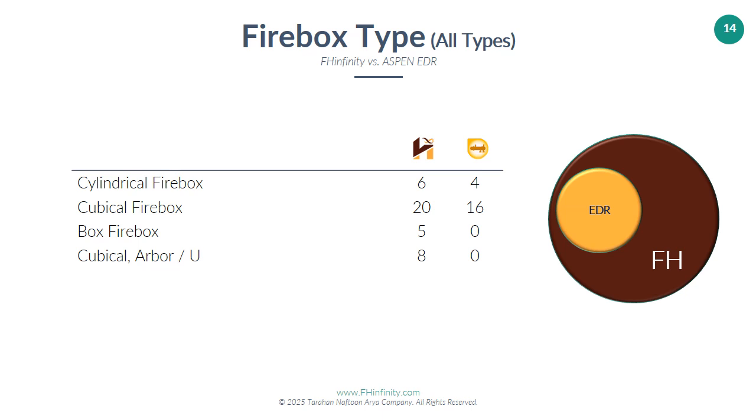Now, please pay attention to the concentric circles you see here, and in the following slides. They represent the actual coverage ratio of computational features. The brown circle represents FHinfinity, and the yellow circle represents Aspen EDR. As you can see, the yellow circle is completely inside the brown one. This visually demonstrates that FHinfinity covers 100% of EDR's capabilities, plus a vast array of additional features and calculations that EDR simply does not offer. It's not just an overlap, it's a complete superset.